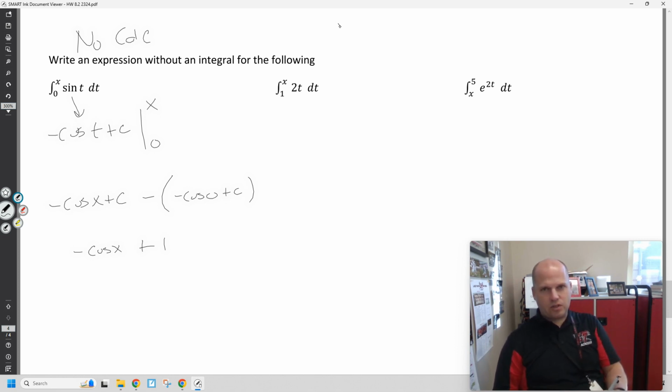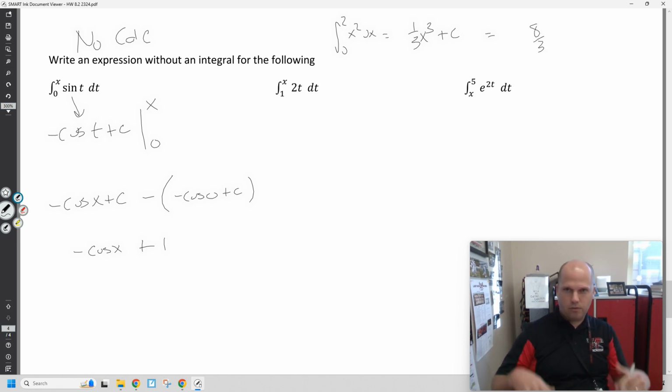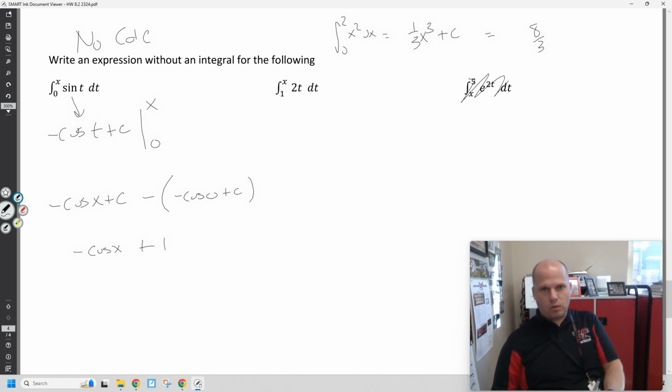It's like if I asked you to accumulate x squared, and you don't have a calculator, you have to use the antiderivative. 1/3 x cubed plus c, you plug in 2, you plug in 0, you subtract, you get 8/3 minus 0. The c's will go away. Okay, so let's even skip the third one. Let's just go and do the first two.